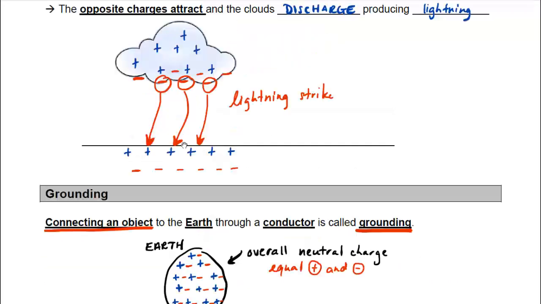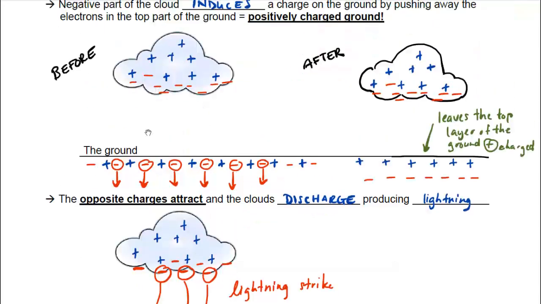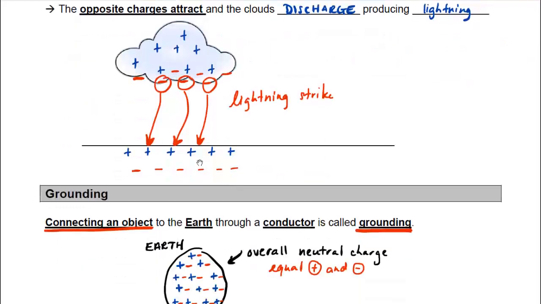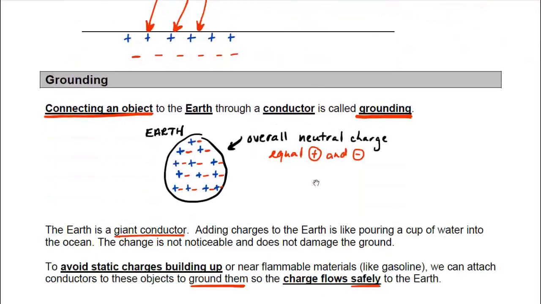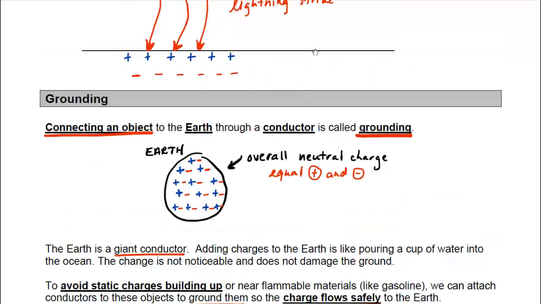Now we can, for a moment in time, in a small area, maybe induce a charge, but as soon as the lightning jumps down, those extra electrons that jump from the clouds are just going to spread out and you're going to get a neutral ground again. So you can induce a very temporary charge, but that charge won't last for long because we have an infinite supply of electrons from other parts of the ground.